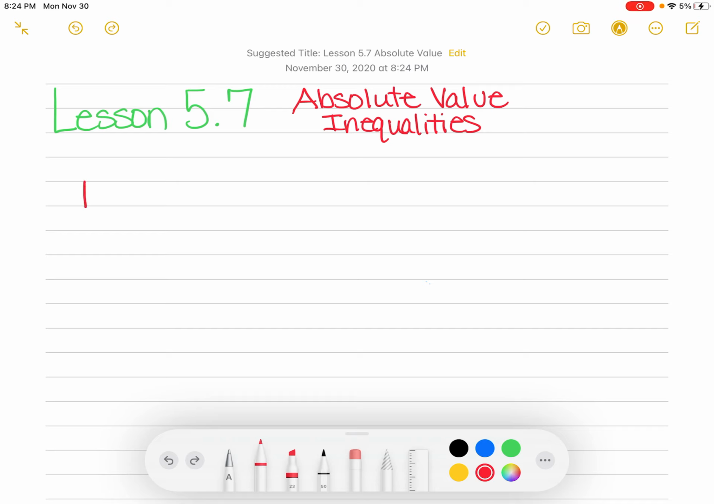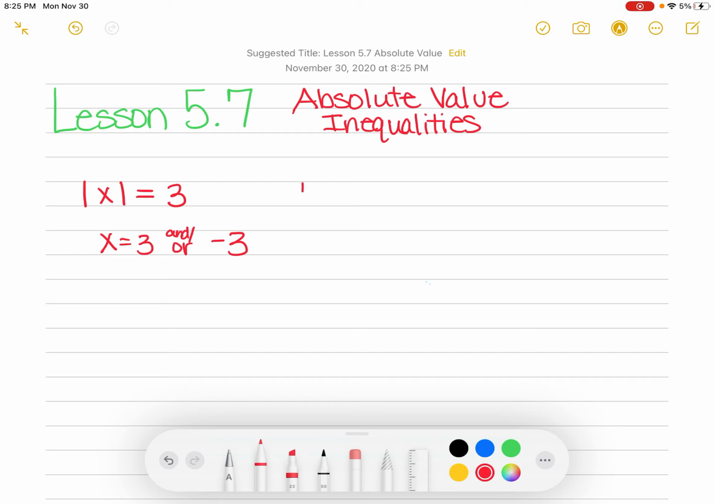Before, when we had just equal signs and we would say the absolute value of x equals 3, this meant that x could be 3 or it could be negative 3. Well, I should say and or because it can be both, okay? So we always had two answers with absolute values.